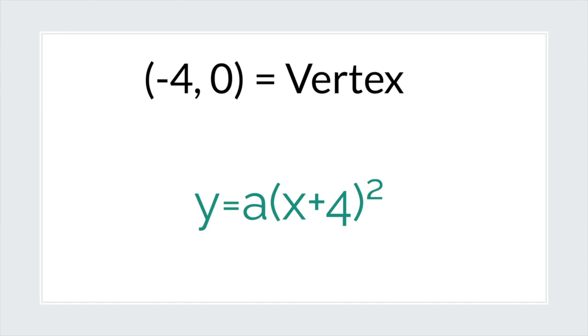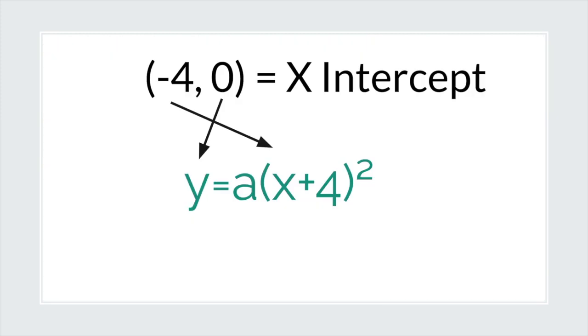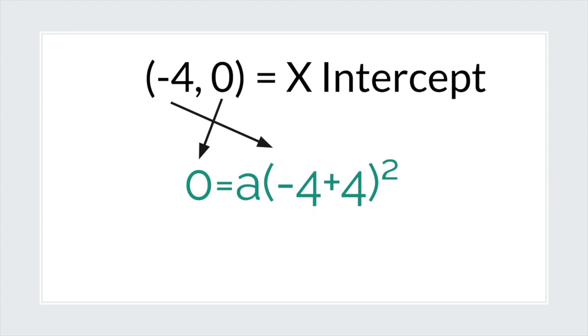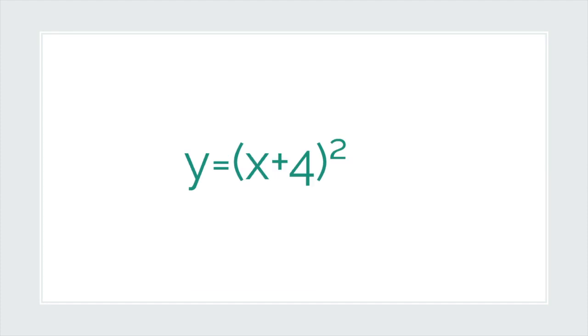Now we need to plug in one of our x-intercepts to see what our value would be, and luckily for us, we have one x-intercept, which is -4 and 0, which is the same as our vertex. We plug the 0 into y, and the -4 into x, giving us 0 is equal to a multiplied by -4 plus 4 squared, which is just 0a is equal to 0. Since we can get an infinite amount of answers, our a value would just be non-existent. Our equation becomes y is equal to x plus 4 squared.